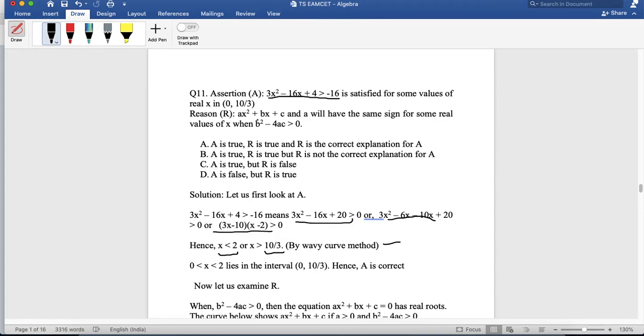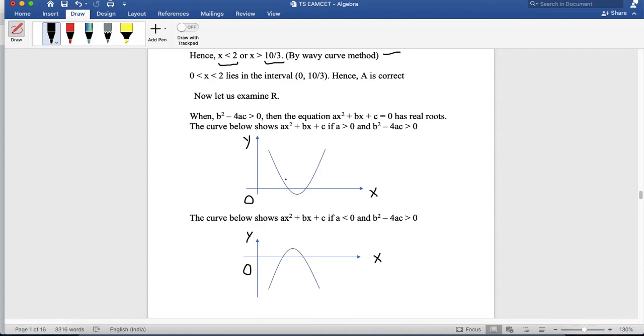It says ax² + bx + c and a will have the same sign for some real values of x when b² − 4ac is greater than 0. You know that when b² − 4ac is greater than 0, then ax² + bx + c = 0 will have real roots. That means the curve will have to intersect the x-axis. And if this is equal to 0, it will just touch at one point, like this.